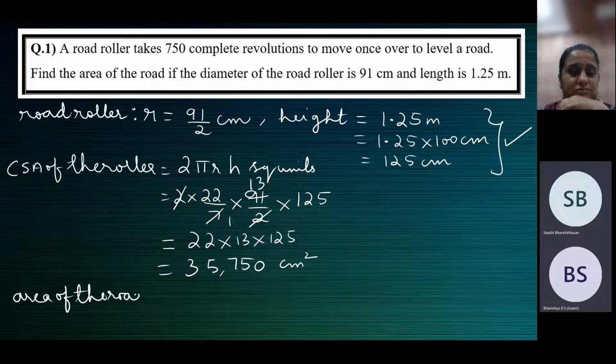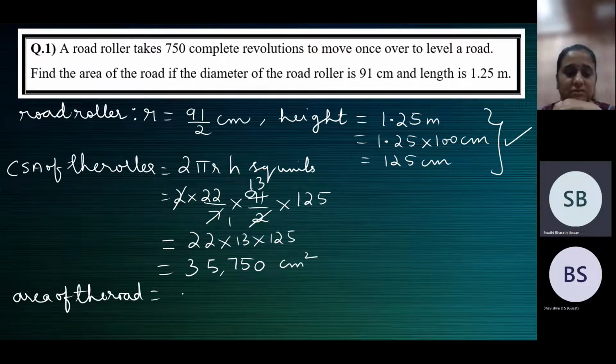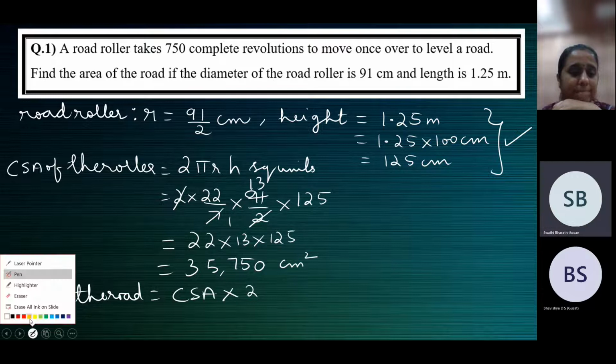35,750 is 2 pi r h. Now you found 2 pi r h. So area of the road is equal to CSA into 35,750.